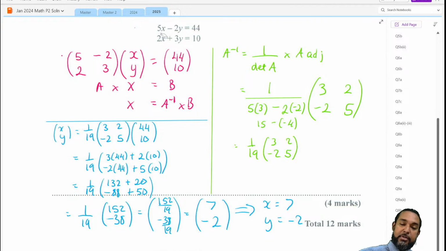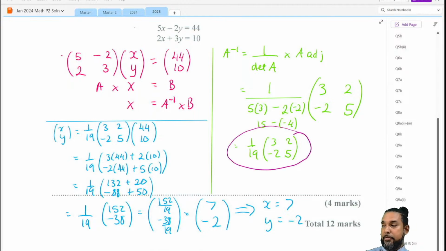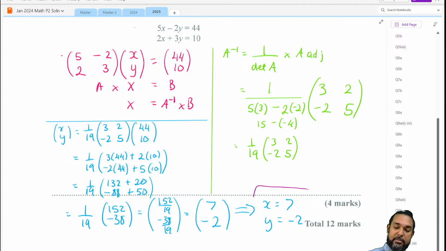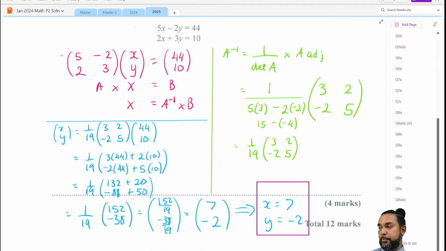The adjoint, right, so you're swapping the positions of the 3 and the 5, and these other two, they take the opposite sign to whatever they had initially. So what was positive became negative, and what was negative became positive. Right. And then we simplify and get to this point. Again, you can leave the 1 over 19 on the outside. You could put it on the inside, it's up to you. From the green, we go back to the blue. Right, so now we substitute the actual values in the matrices. They multiply, right, row by column. We simplify, and we get x is equal to 7 and y is equal to minus 2.